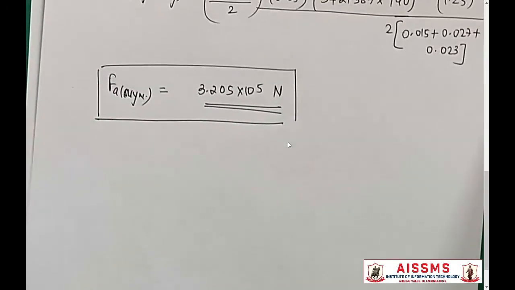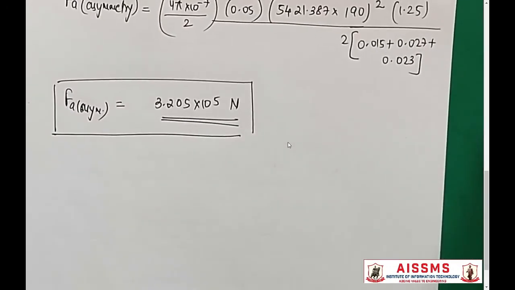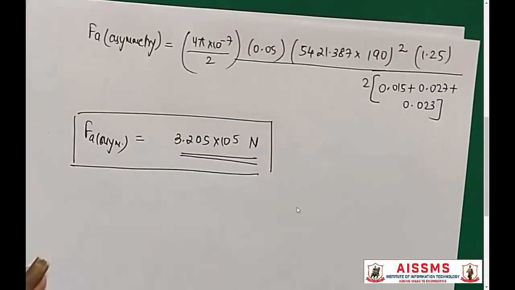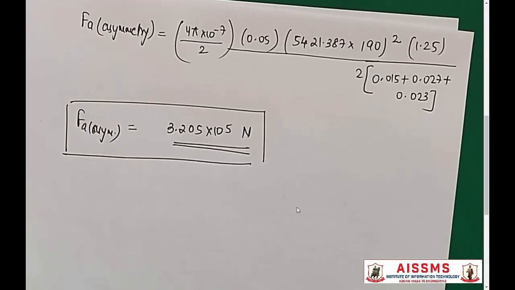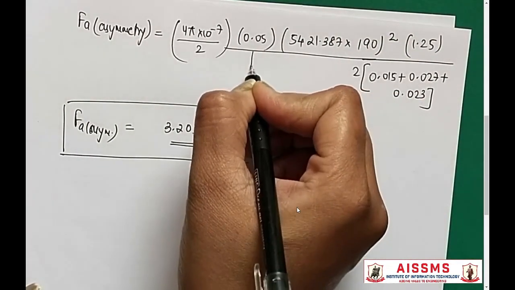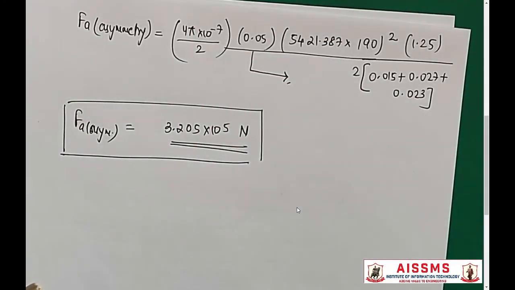So we can see how to calculate the radial force as well as the axial force due to asymmetry. I hope you all have understood. The only difference was the formula has changed a bit and we have a new factor which is known as the unbalance factor, which is given by K.